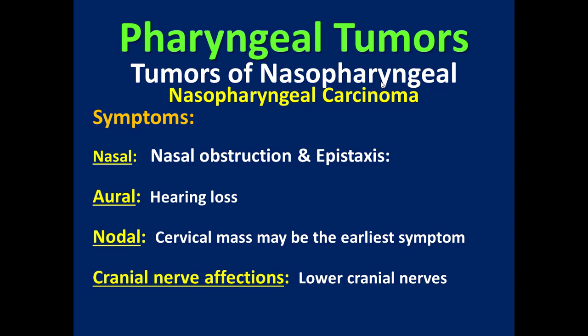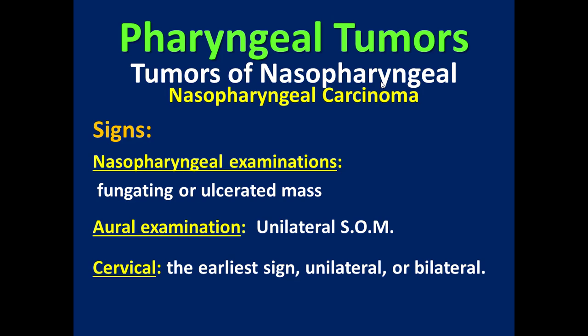The symptomatology of this nasopharyngeal carcinoma is nasal obstruction with attacks of epistaxis, and hearing loss on one side. Sometimes a cervical mass may be the early symptom of this lesion, and affection of the skull base leads to paralysis of lower cranial nerves of the skull.